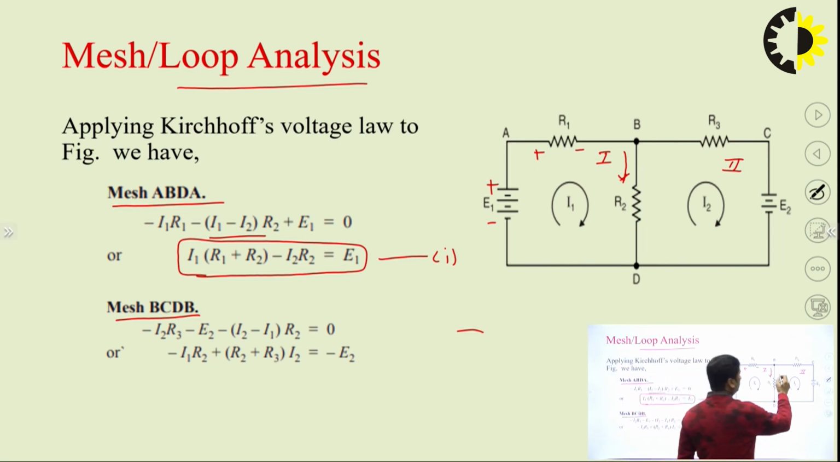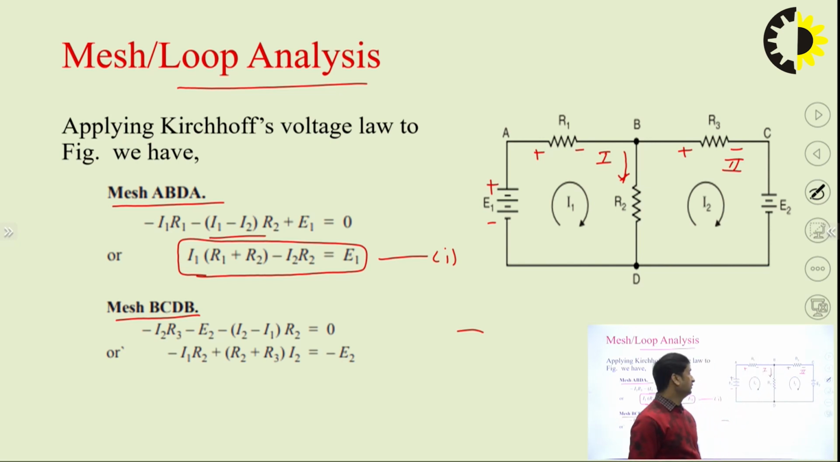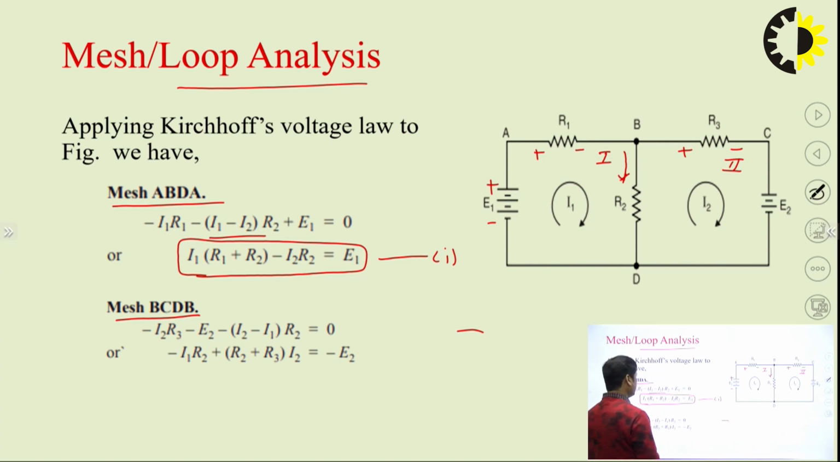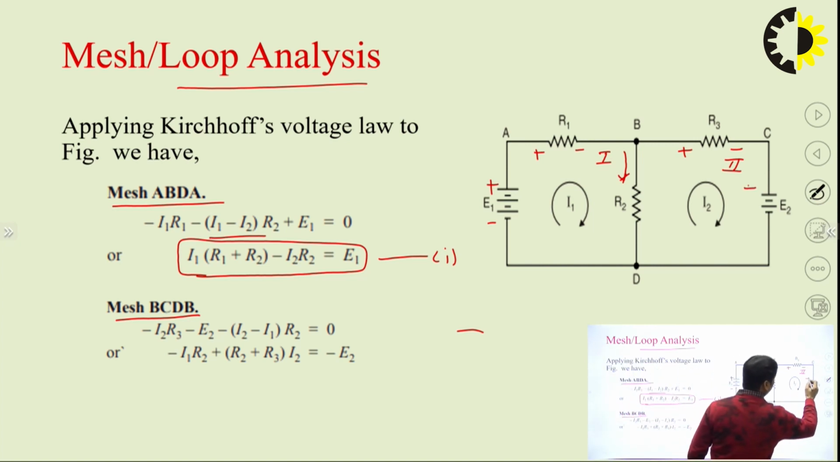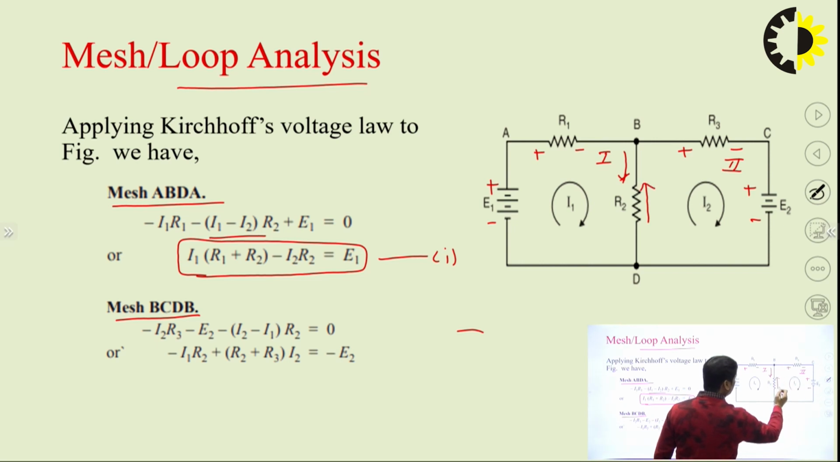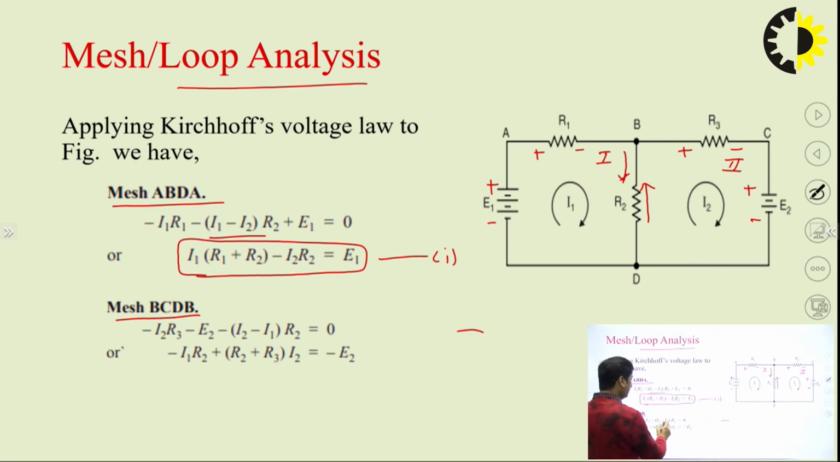Okay, the current will flow minus, this is plus, this is minus. So there is a drop in the voltage. So minus I2 into R3. Then here again there is a drop, this is plus, this is minus, so this is the minus E2. Then this is the common branch, and the current I2 is going like this, so the effective current will be I2 minus I1 into R2. So this is the current equation or the loop equation of this particular loop.